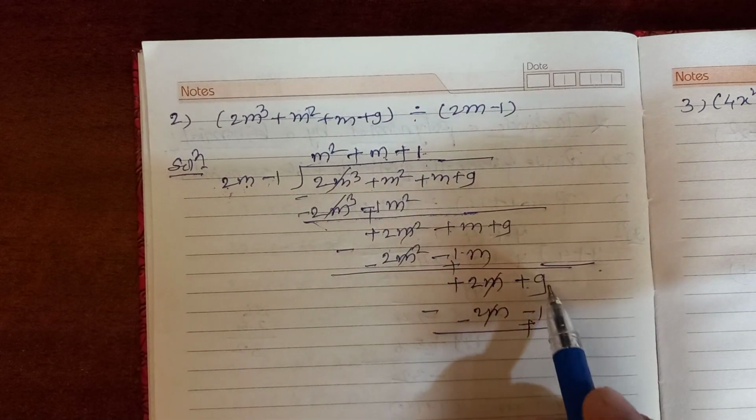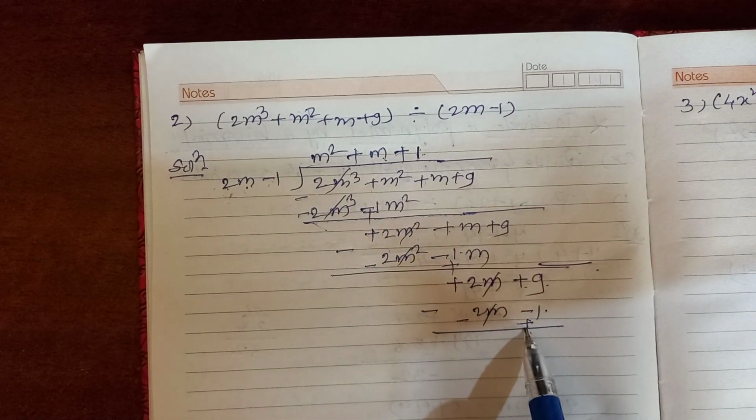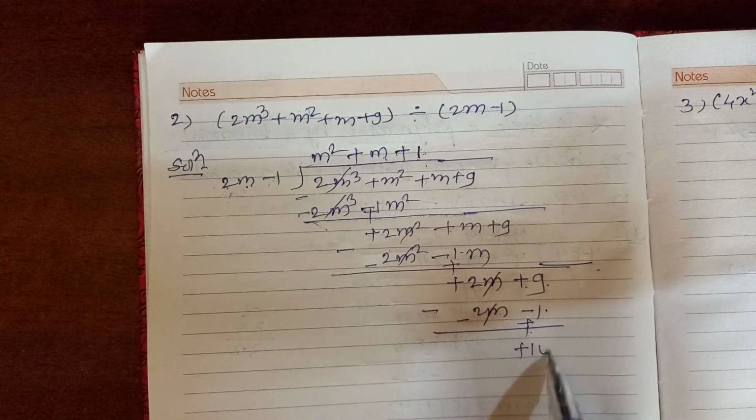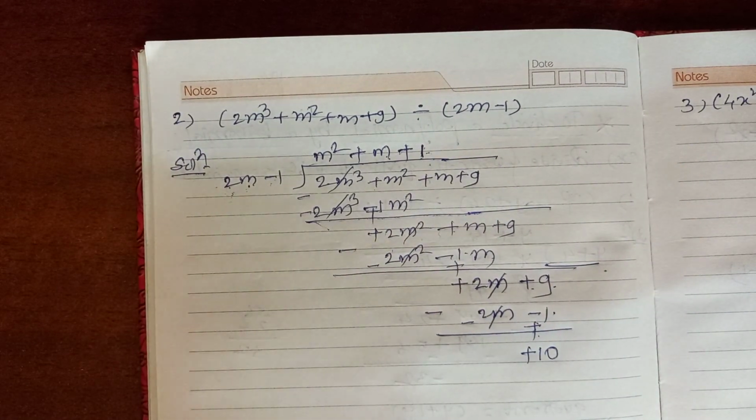Cancel this, plus 9 plus 1. What sign change? You have to consider that sign. So it becomes plus 10. Okay. Now division is finished.